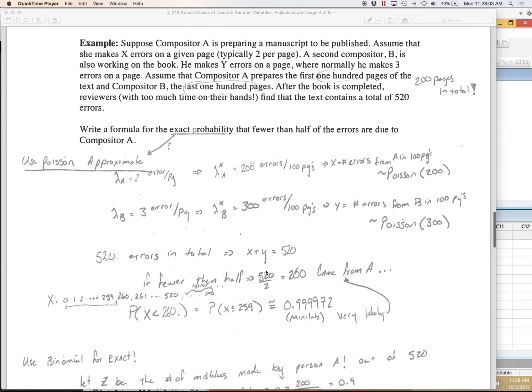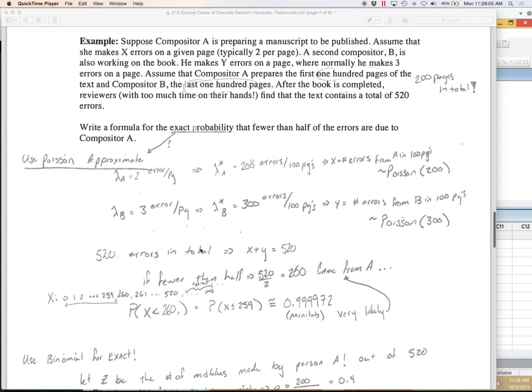Okay, we're wondering about fewer than half coming from person A. Okay, so what is half? Exactly half of the errors would be 260 errors. We're trying to find the probability that person A made less than 260 errors. Okay, so let's write this out. Again, person A could have, it's possible, they could have made 0 errors all the way to all 520 errors.